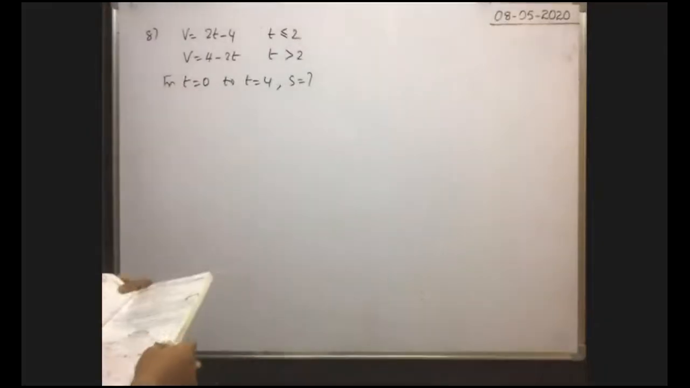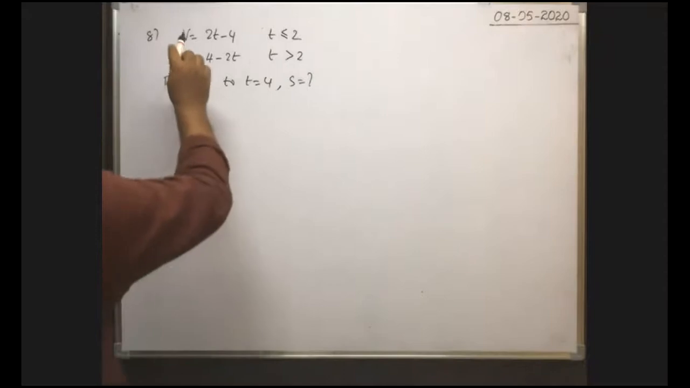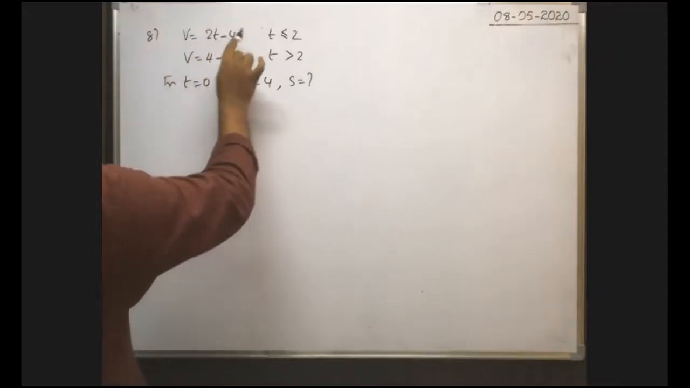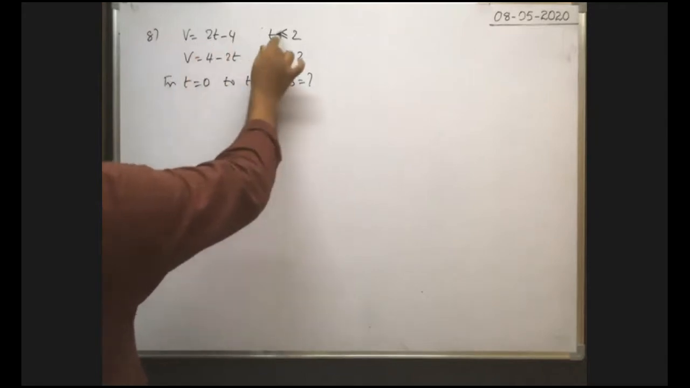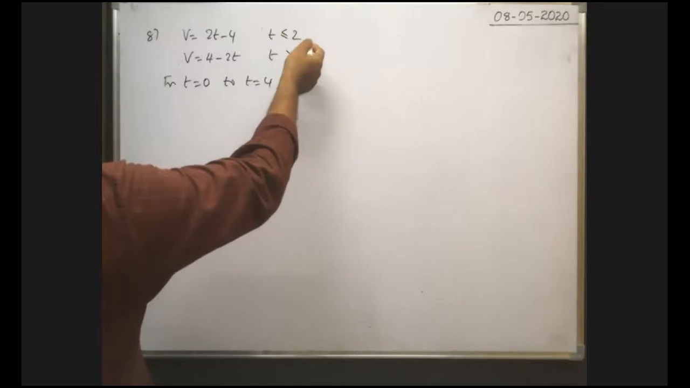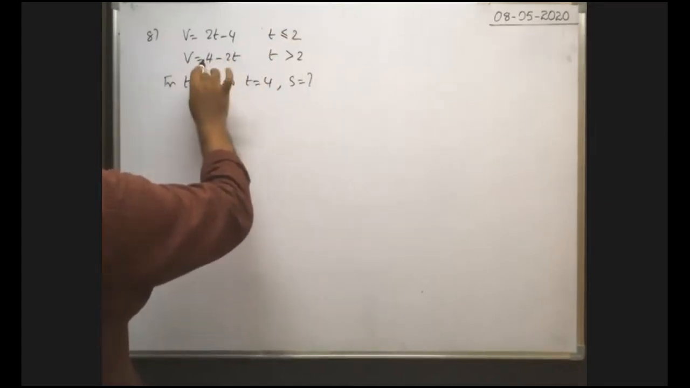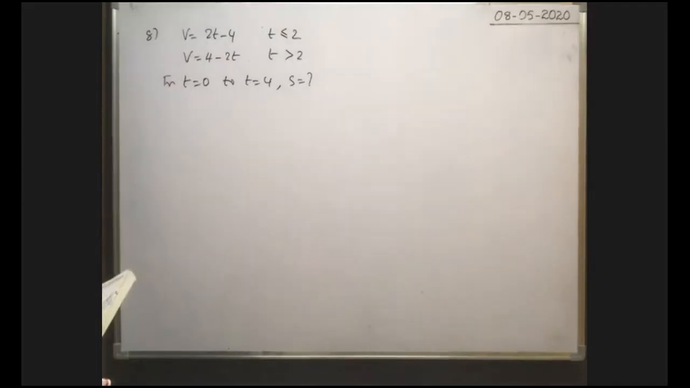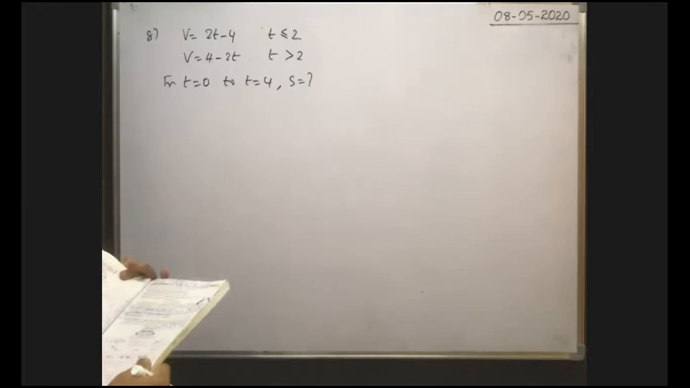Look at the board here. The velocity of a body varies with time according to the equation v = 2t - 4 whenever the time is less than or equal to 2. Whenever time is greater than 2 seconds, the velocity varies with time according to the equation v = 4 - 2t. Then what is the total distance traveled by the body in a time from 0 to 4 seconds? That is the question they asked.